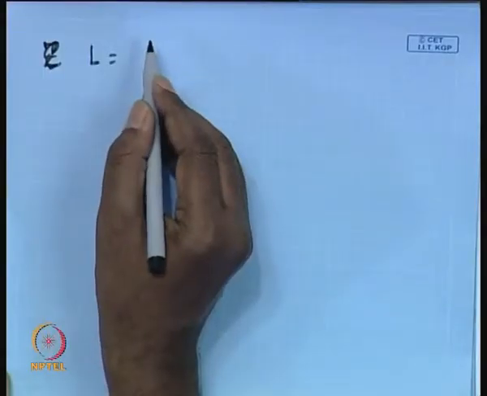Therefore, the expression of Z_i, the location, and L is the maximum length of migration.